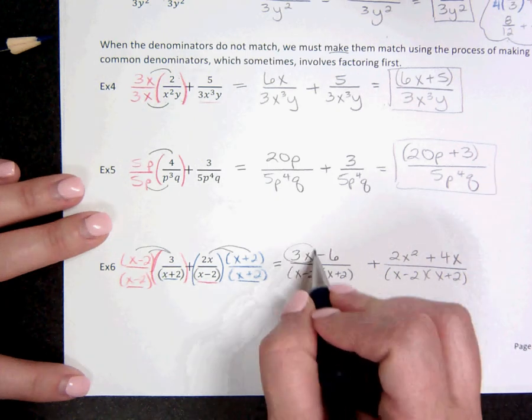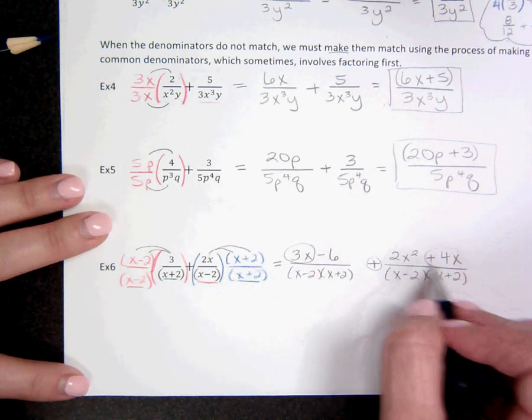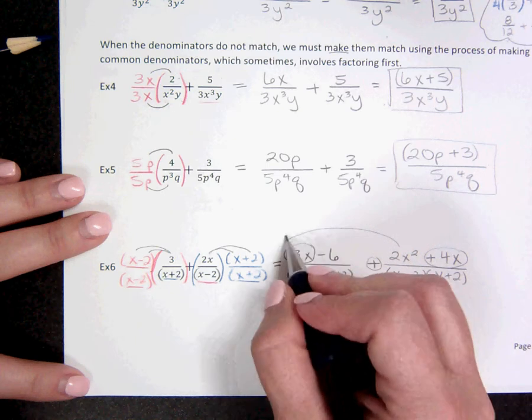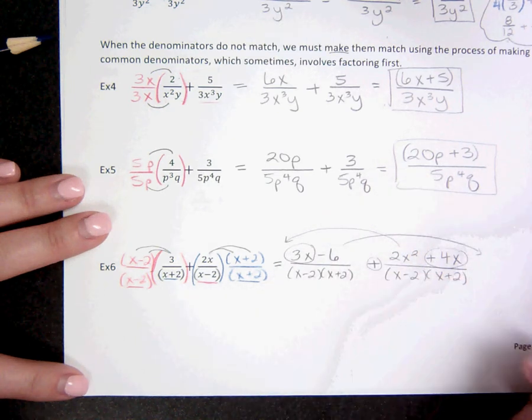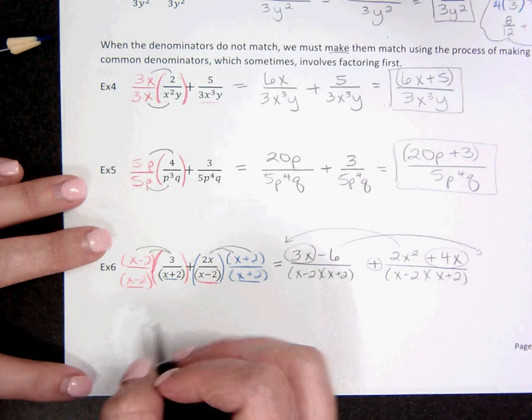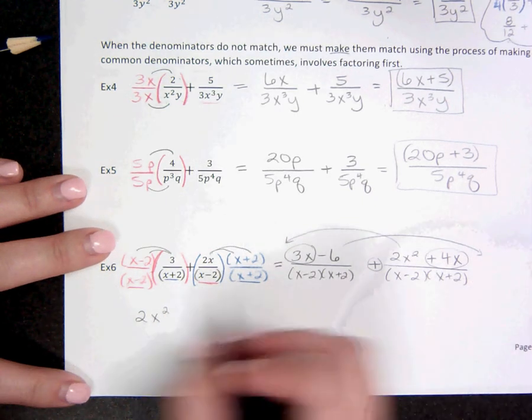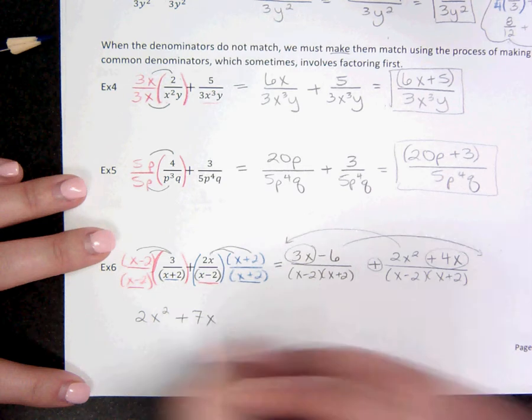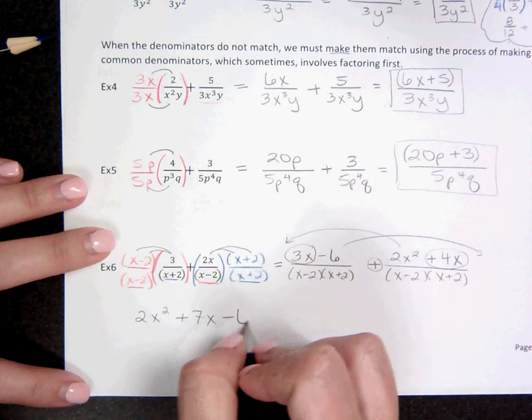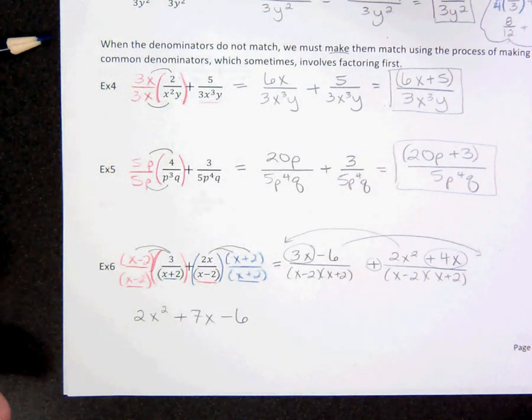So I'm going to put the 3x plus the 4x. I'm going to put the 2x up front and the minus 6 at the end. So hopefully you can follow all that. I'm going to start with 2x squared. 3x plus 4x is 7x, and then the minus 6. Hopefully that wasn't too much at once.